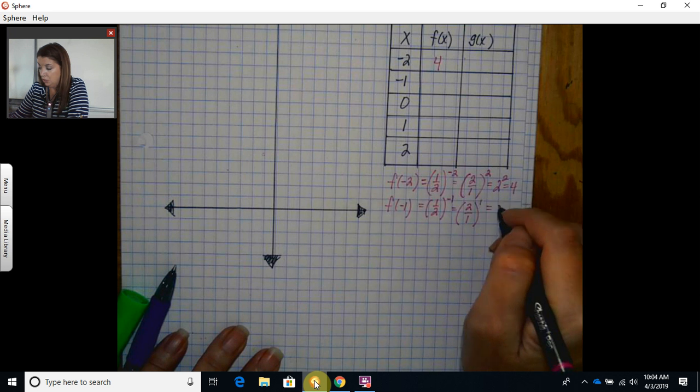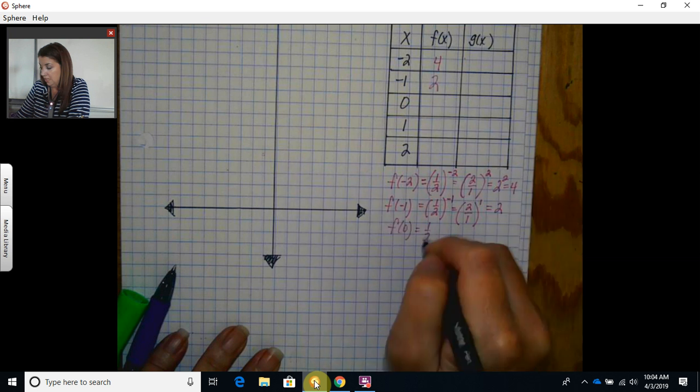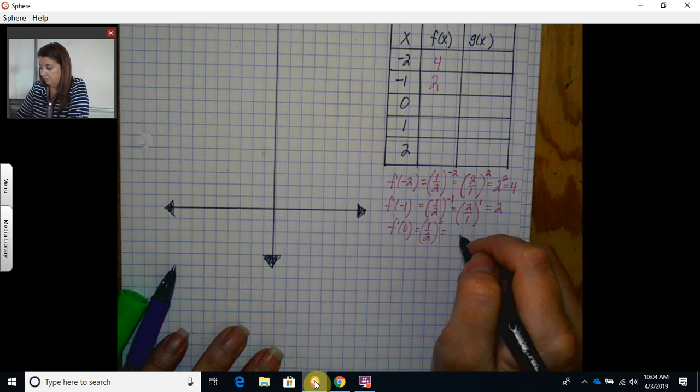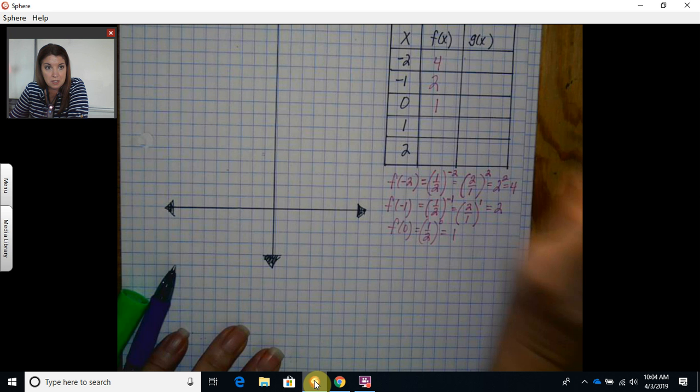We know 2 divided by 1 is 2, and 2 raised to the first power is 2. What about when x is 0? What is x or y? 1, right? Anytime you have an exponent of 0, simplified, you get 1.